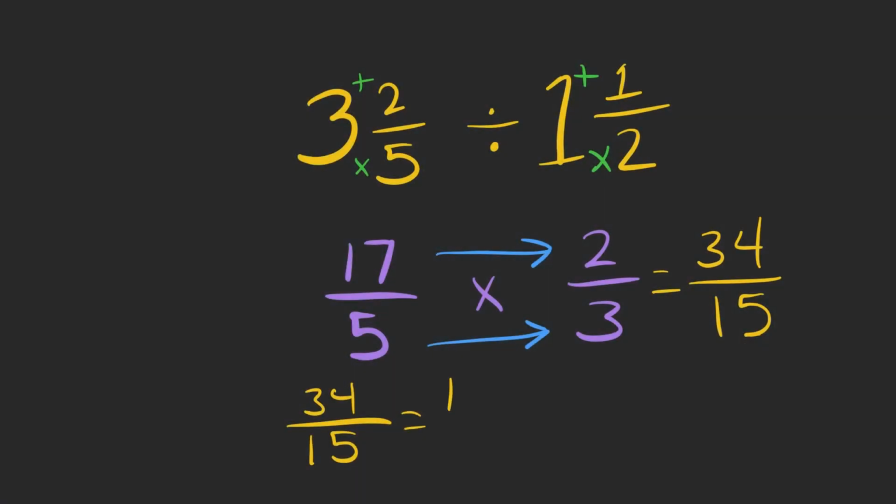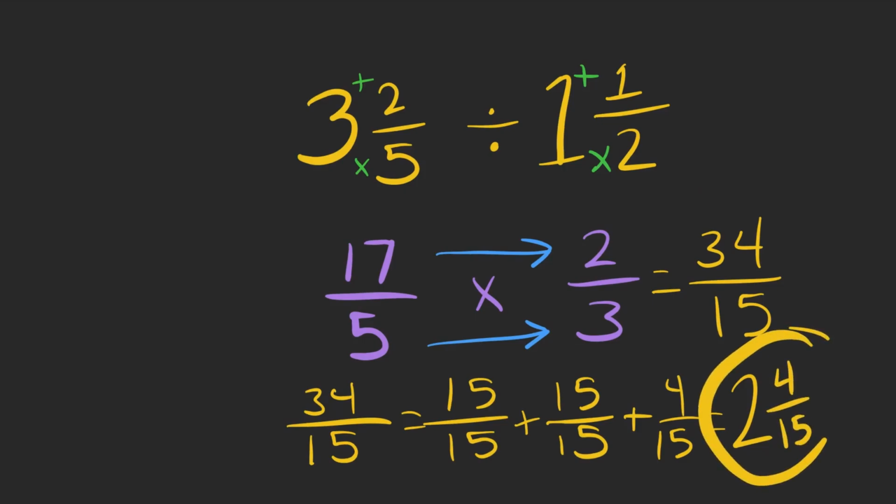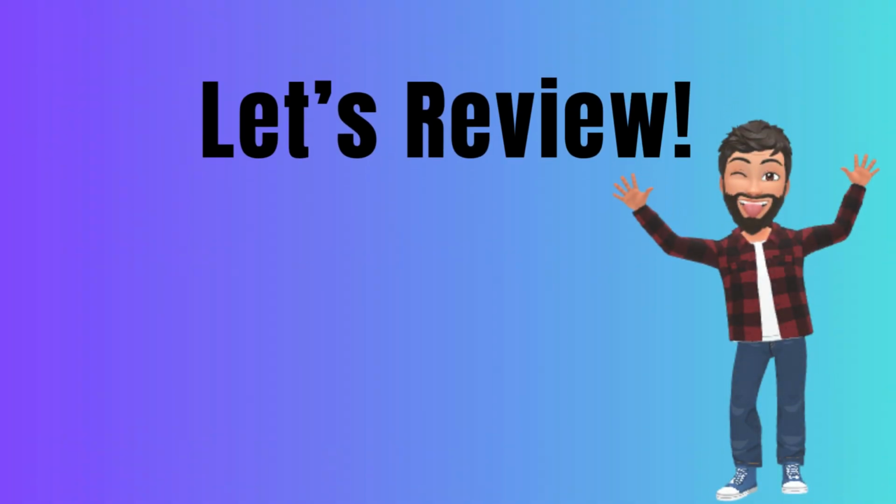So you need to think about it like, how many 15/15 can you pull out of 34/15? All right, and another way to think about it is 34/15 is 34 divided by 15. 15 can hop into 34 2 times for 30 with 4 left over. So your final answer is 2 4/15. That's it.